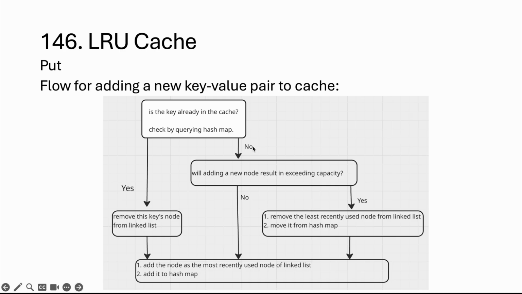If the key is not in the cache yet, then we should think about whether adding this new node will result in exceeding capacity. If it's no, then we should just add the node at the most recently used node of the linked list and add it to the hash map. If it's yes, then we should remove the least recently used node from the linked list, remove it from the hash map, then add the node as the most recently used node of the linked list and add it to the hash map.